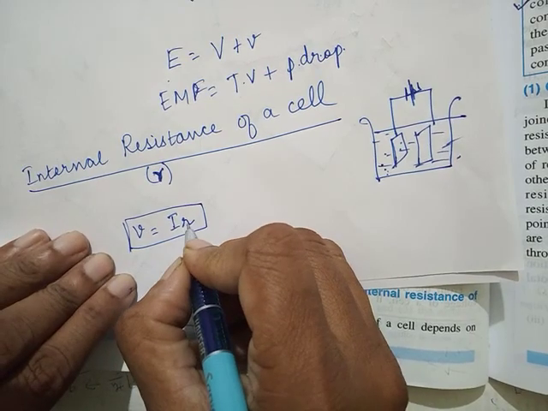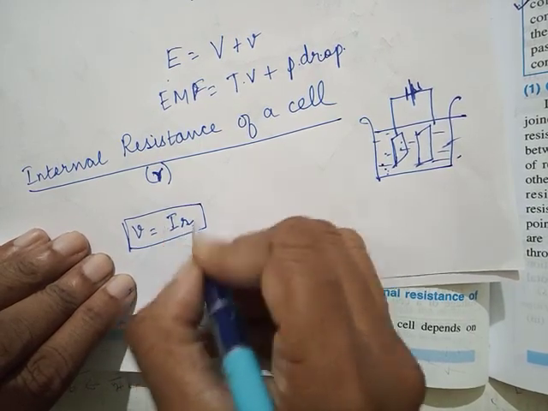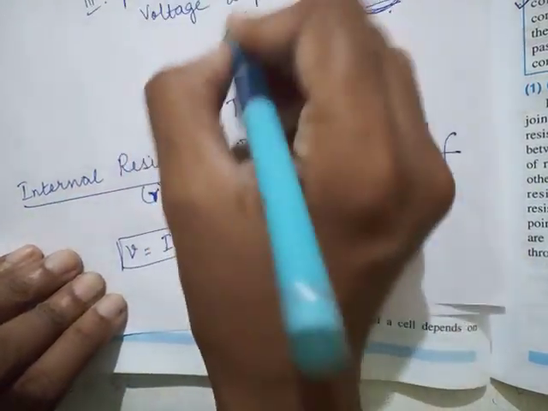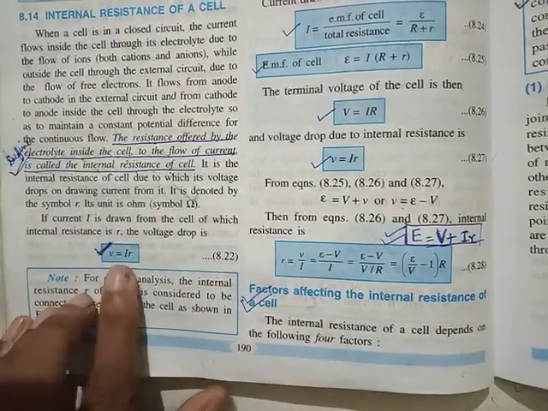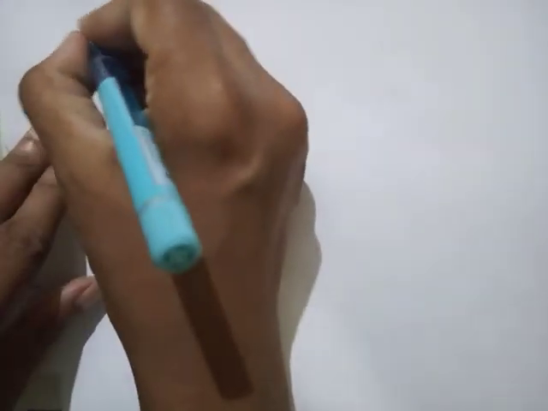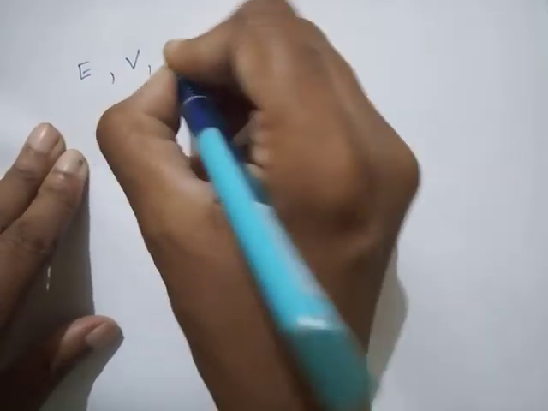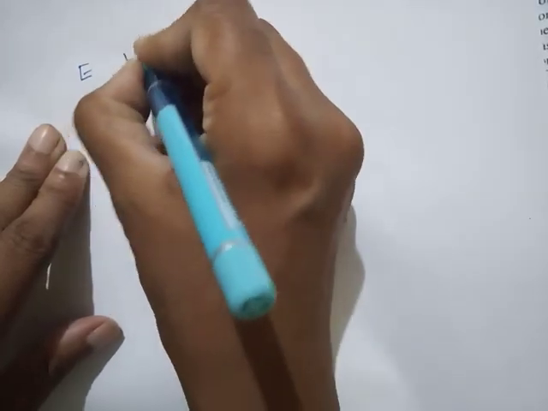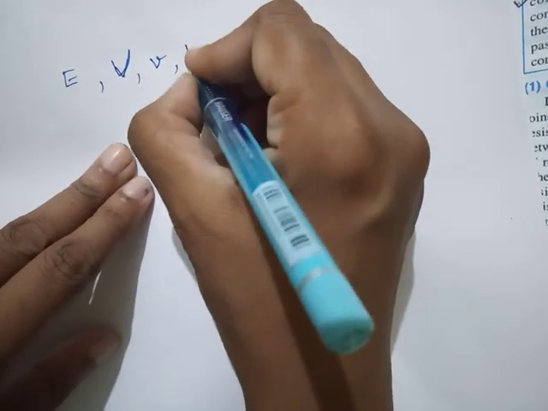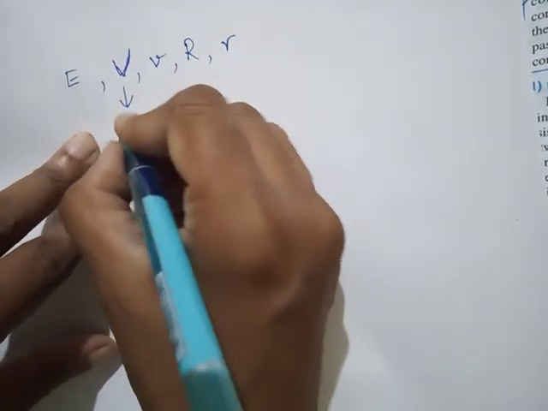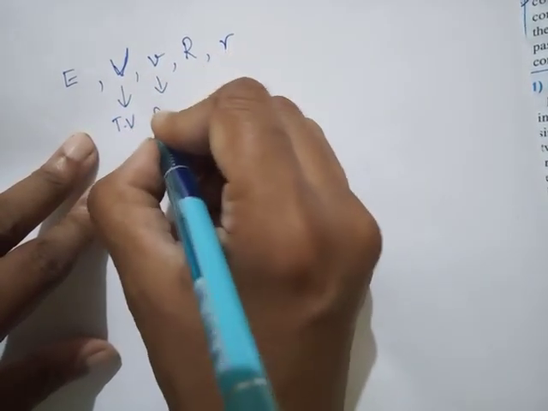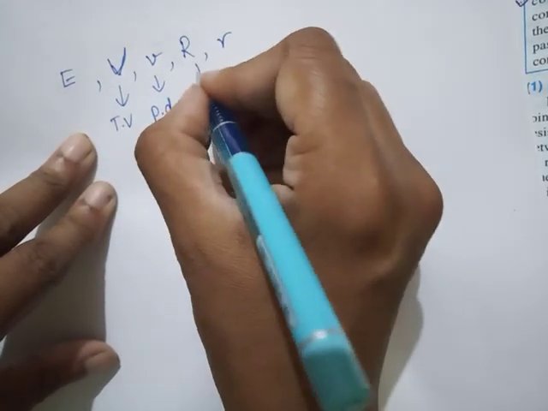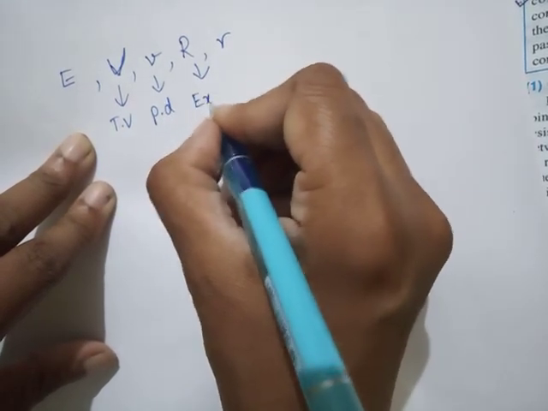This internal resistance causes some voltage drop, which is called the potential drop or voltage drop. So small v is equal to I into small r. Children, you have to be careful. You have E, only one, but you have capital V and small v. In a circuit you'll have all these things, and then you'll have capital R and small r. This is EMF, this is terminal voltage, this is potential drop or voltage drop, this is external resistor.